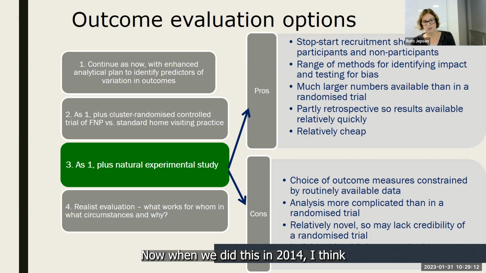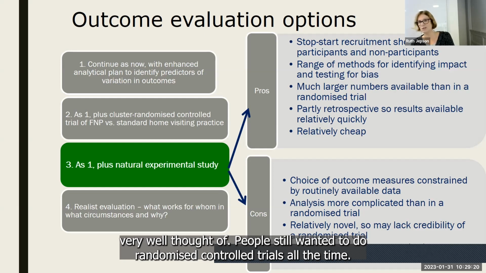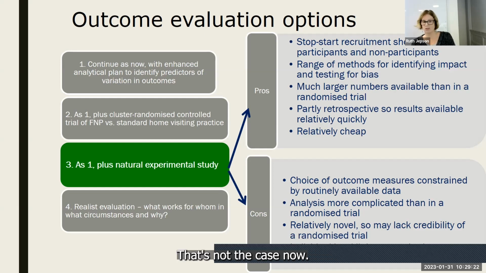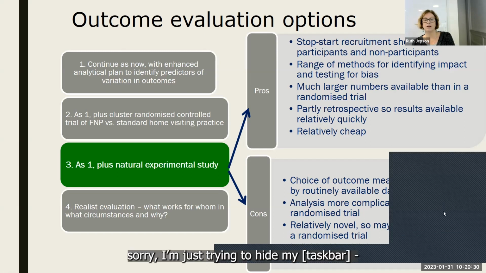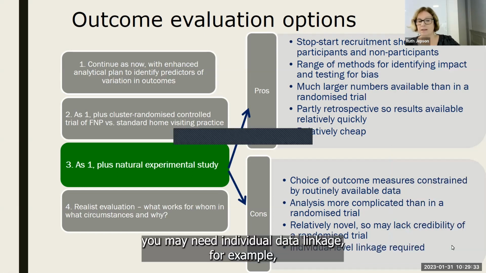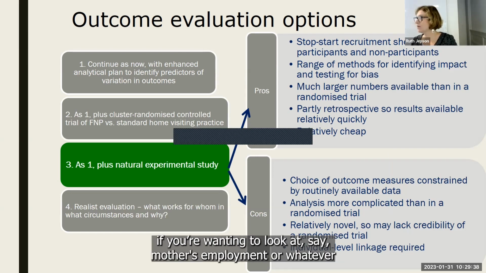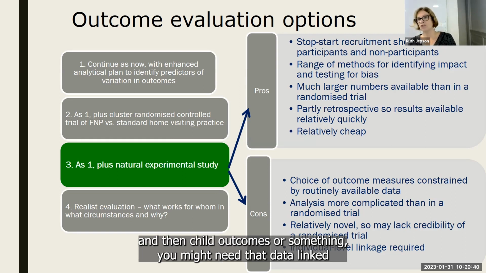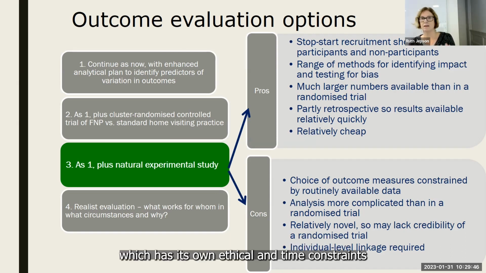Now, when we did this in 2014, I think, natural experiments were still not very well thought of. People still wanted to do randomized controlled trials all the time. That's not the case now. And then the last one was you may need individual data linkage. For example, if you're wanting to look at mother's employment and then child outcomes, you might need that data linked, which has its own ethical and time constraints and financial constraints as well.